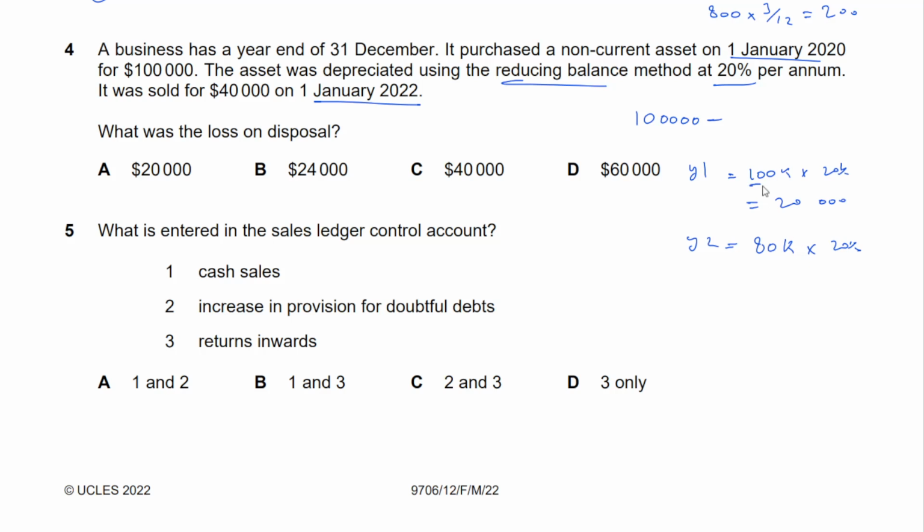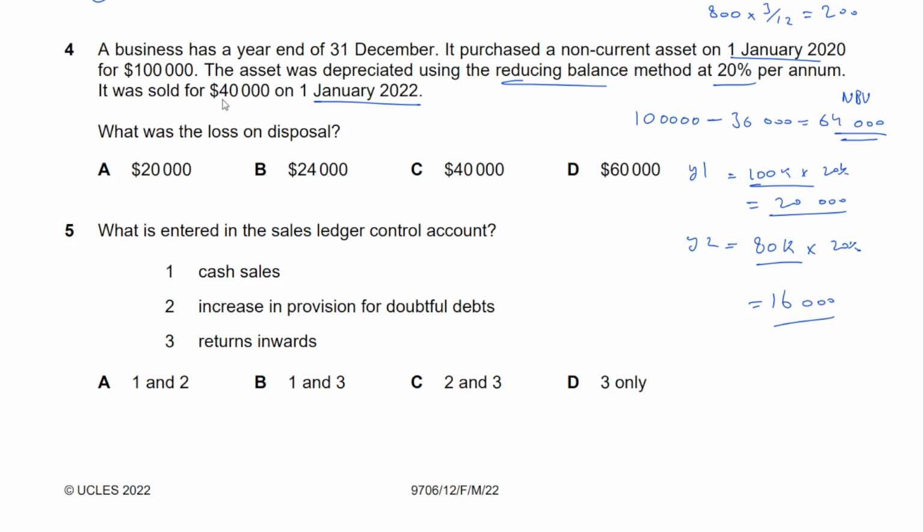You see, in the first year it was 100,000, now it's 80,000. So that's, let's see, 80,000 times 20% is 16,000. In total, the depreciation so far is 20 plus 16, that is 36,000. What's the net book value? 64, right? 64,000, that's the net book value at the date of disposal. We think that's the value we'll get for it.